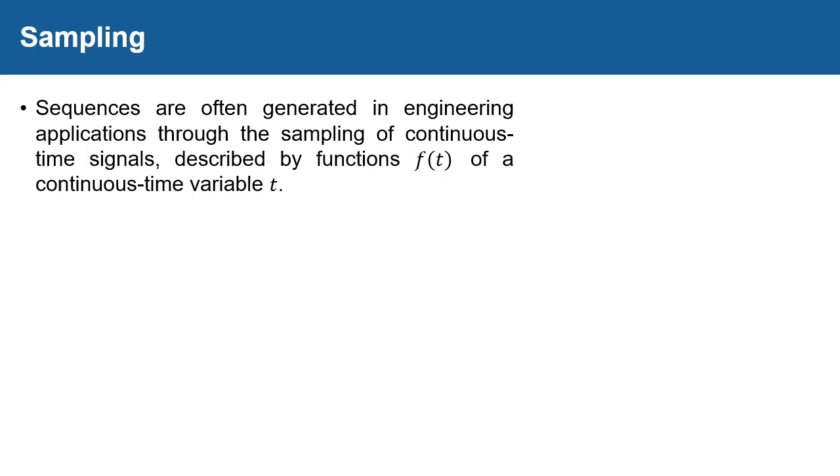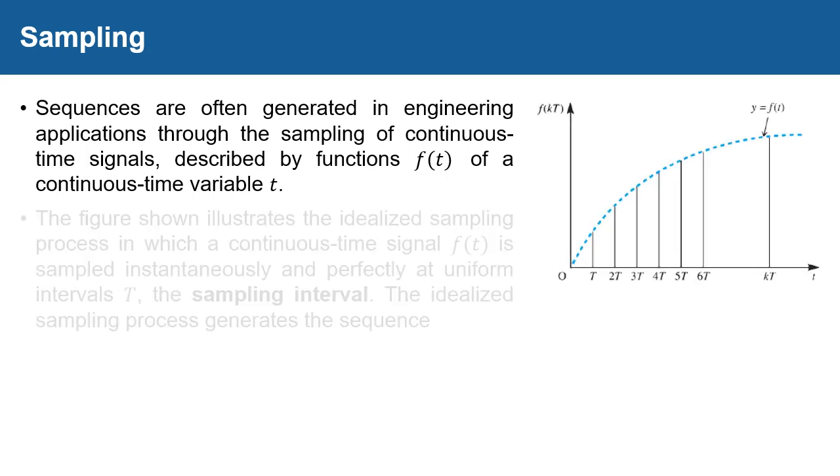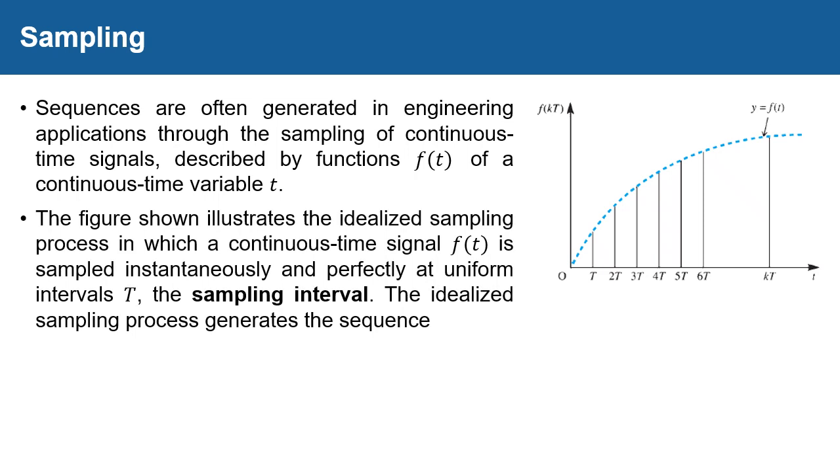We now proceed to sampling. Sequences are often generated in engineering applications through the sampling of continuous time signals described by functions f of t of a continuous time variable t. The figure shown illustrates the idealized sampling process in which a continuous time signal f of t is sampled instantaneously and perfectly at uniform intervals T, which is called the sampling interval. The idealized sampling process generates the sequence f of kT equal to f of 0, f of T, f of 2T, up to f of nT, and so on.